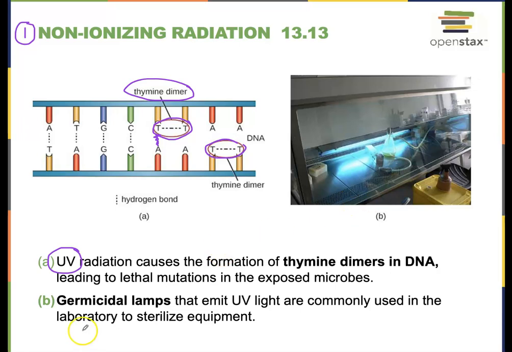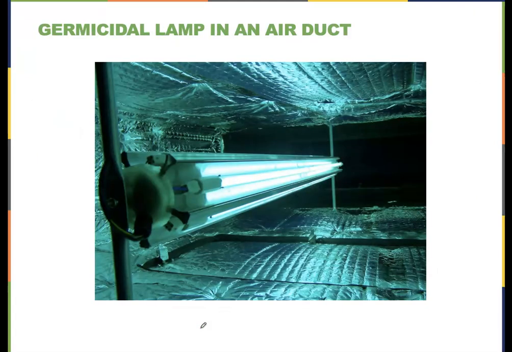This is a picture of germicidal lamps that are used to emit UV. They're used a lot in labs to basically sterilize equipment, to get rid of any microbes that might be present without the use of chemicals. This is a nice example of a germicidal lamp in an air duct. So this can be something like if you are a tuberculosis patient, you have your own air circulation system.